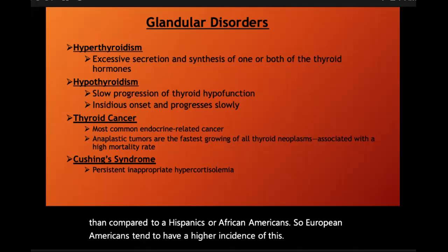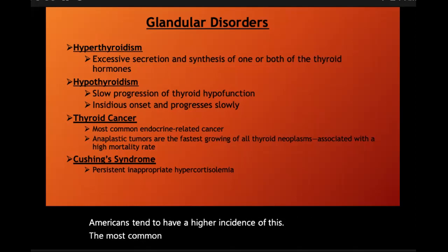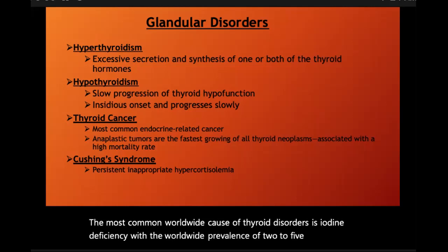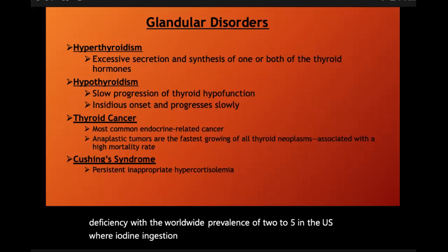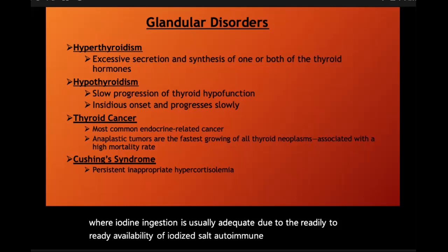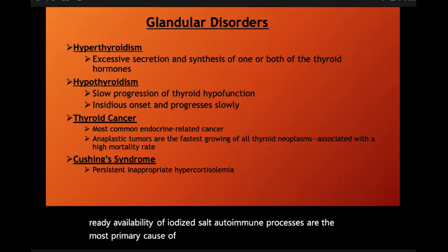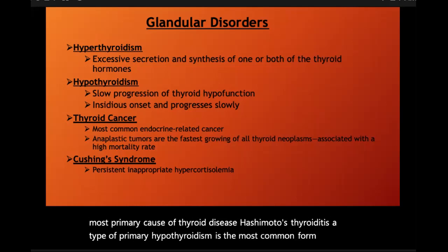The most common worldwide cause of thyroid disorders is iodine deficiency, with a worldwide prevalence of 2 to 5%. In the US, where iodine ingestion is usually adequate due to the ready availability of iodized salt, autoimmune processes are the primary cause of thyroid disease. Hashimoto's thyroiditis, a type of primary hypothyroidism, is the most common form of autoimmune thyroid disease.